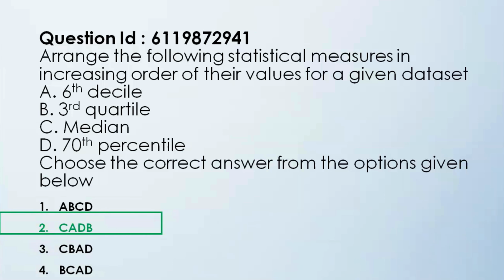So if you arrange them in increasing order, your median or 50th percentile will be the first one, followed by the 6th decile or 60th percentile. The third one will be the 70th percentile. And the highest number of these 4 is the 3rd quartile or the 75th percentile. Now you see how CADB becomes the correct answer. I hope you understood how we solve this increasing order of numbers. Moving on to the next question now.